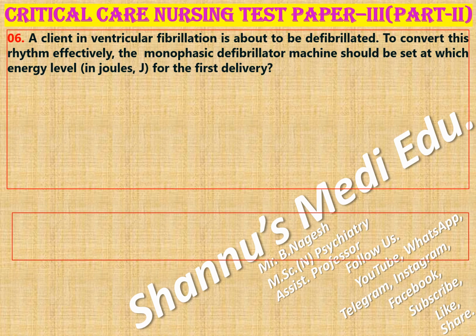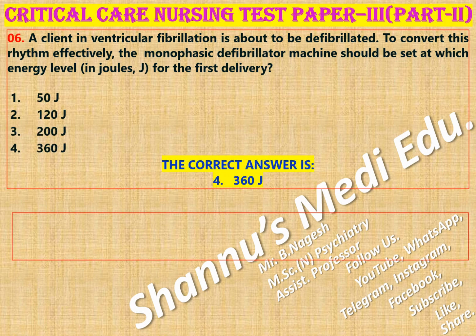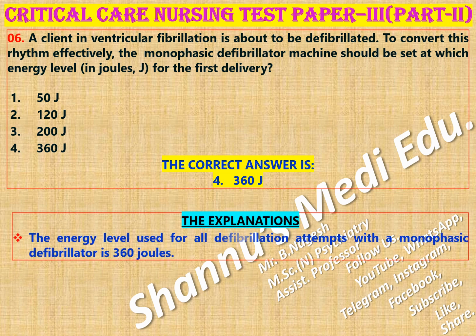The sixth question: a client with ventricular fibrillation is about to be defibrillated to convert this rhythm effectively. The monophasic defibrillator machine should be set to which energy level in joules (J) for the first delivery? The correct answer is 360 J. The explanation of this question: the energy level used for defibrillation attempts with the monophasic defibrillator is 360 joules.